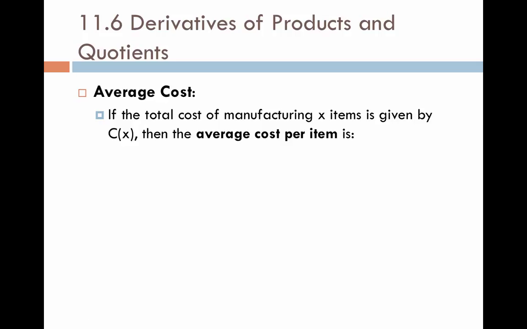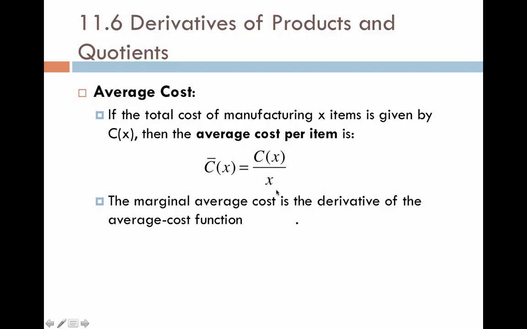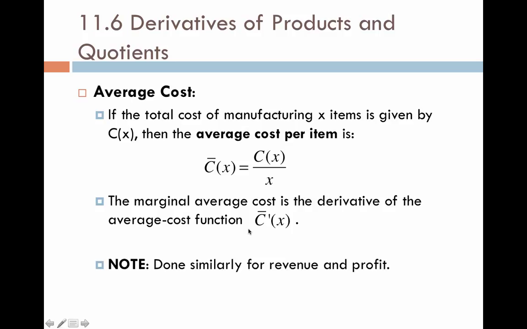Average cost. If the total cost of manufacturing x items is given by C of x, then the average cost per item is given by this formula here. We denote average cost with a bar over the C. It's like C bar of x. And it is given by our cost function, C of x divided by x. The marginal average cost is the derivative of the average cost function. So C bar is the average cost function, the marginal average cost, just C bar prime of x. And this is done in the same manner for revenue and profit.